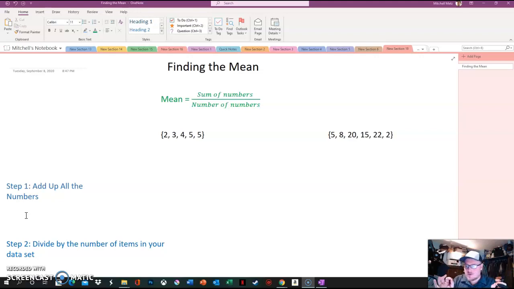So in this tutorial I'm going to show you how to do two different data sets, and I'm going to show you the steps that you need to follow just so you can easily do this. So it's the same process with any data list. Mean is just a measure of center. So it's just a measure of where the center is of data.